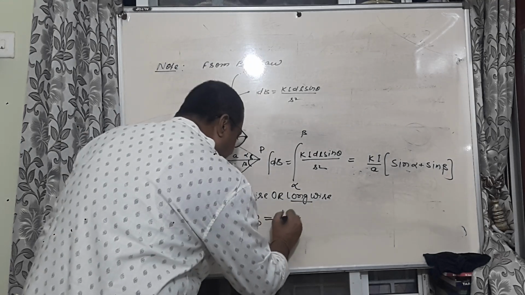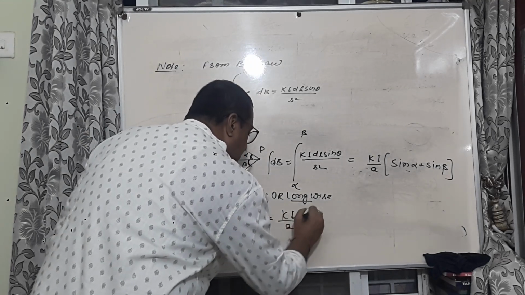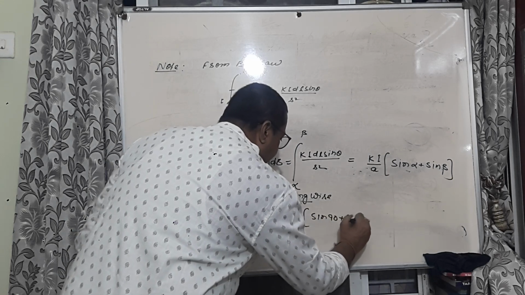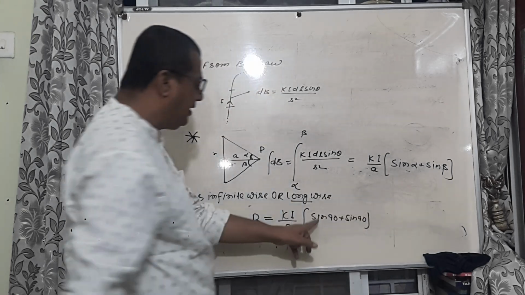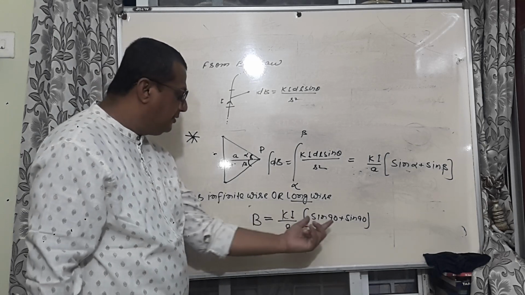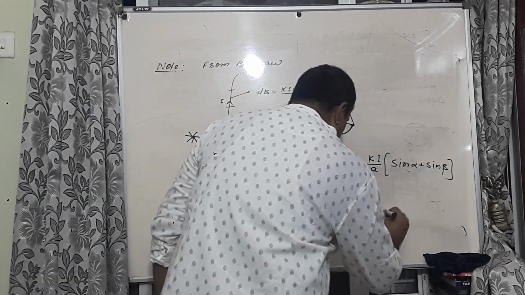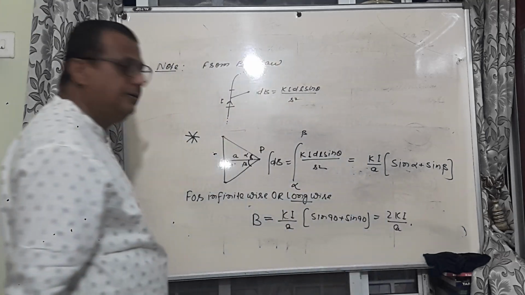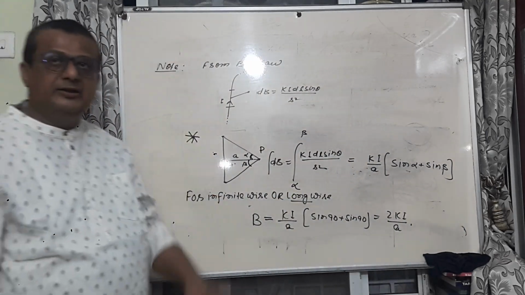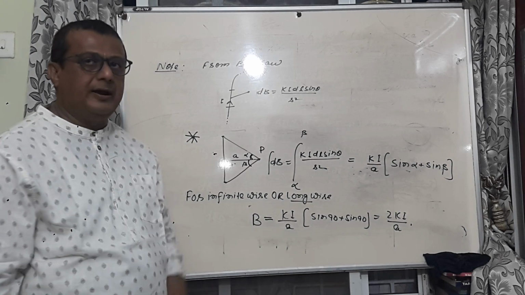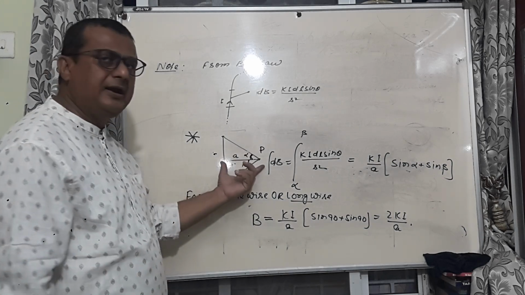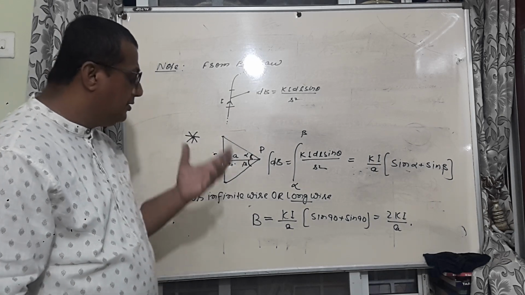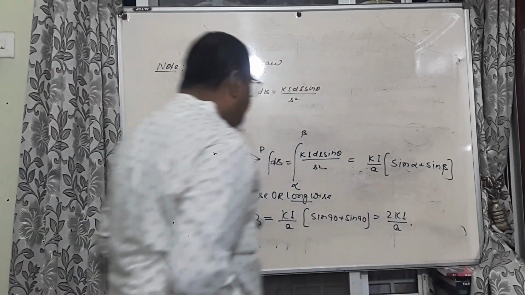So K I by A, sin 90 plus sin 90. Sin 90 is equal to 1, sin 90 is equal to 1, then 2. This will be equal to 2 K I by A. This is the magnetic field due to an infinite or long wire. This is the magnetic field due to a finite wire. So we will see problems on this concept.